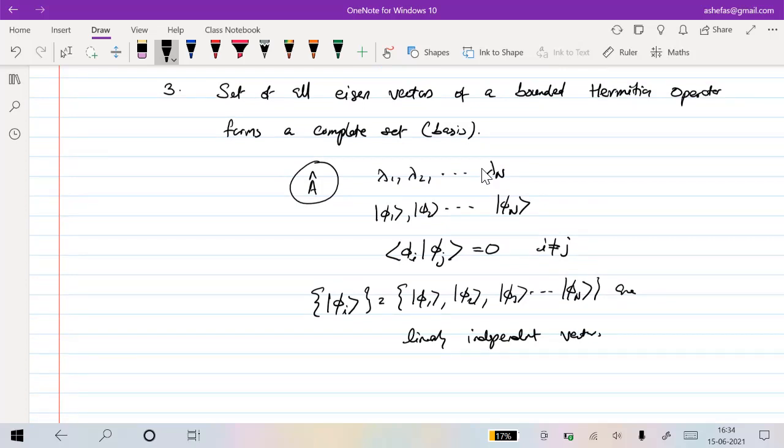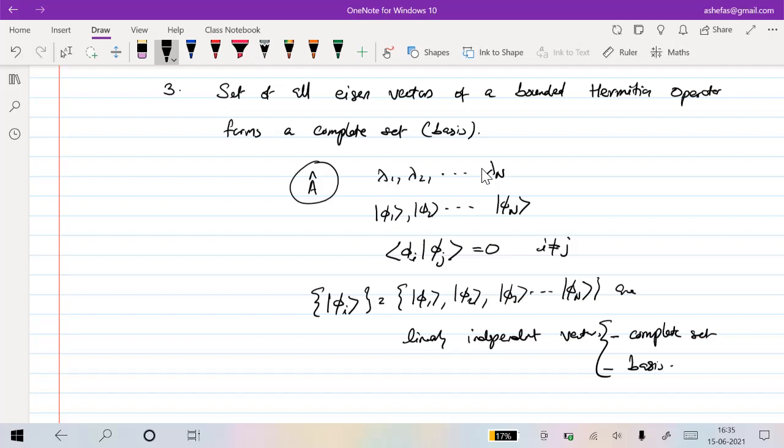That means you can express any other vector in that vector space in terms of these basis vectors, or in terms of the eigenvectors of the Hermitian operator. So that forms a complete set, or it forms the basis. Okay, so that is a simple definition of basis or complete set. So in order to find the basis or complete set of a vector space, the only thing you have to do is find the eigenvectors of a Hermitian operator in that vector space.